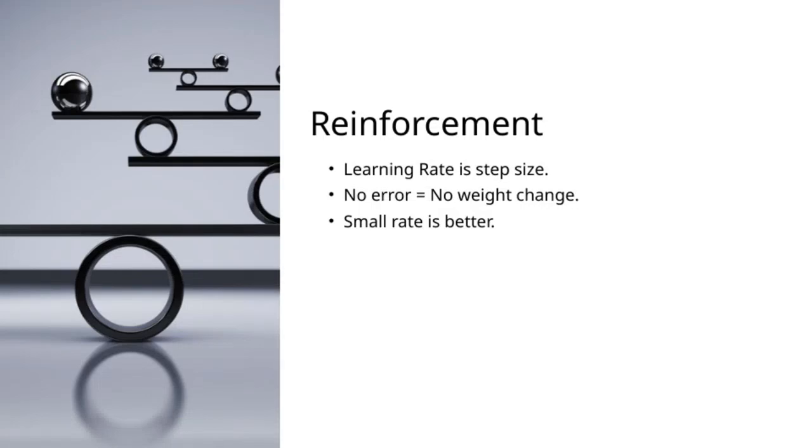Let's talk about learning rate. It's basically the step size our model takes when adjusting itself. If there's no error, there's no need to change the weights at all. A small learning rate tends to work better because it helps the model learn steadily without overshooting. This idea ties closely to reinforcement, where small, consistent updates lead to better performance over time. It's all about balance, moving enough to improve, but not so much that we lose control.